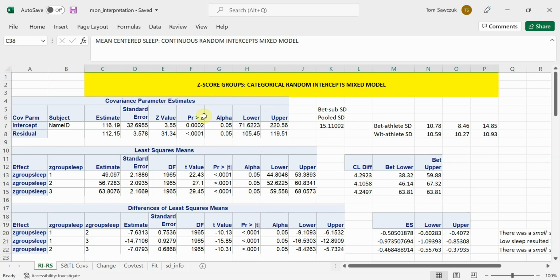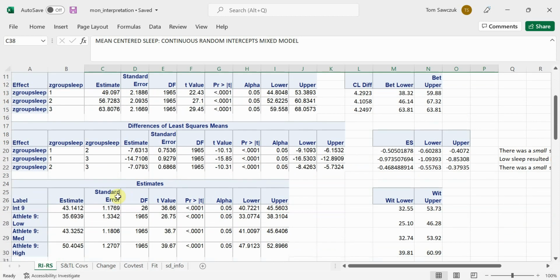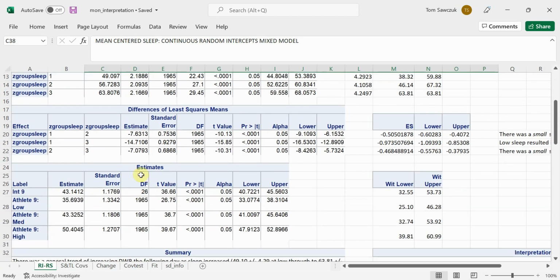So we've got the covariance parameters, which give us the between participant variance and the within participant variance. We've got the least square means for each Z-score group. We've got the differences between these least square means. And then I've copied the estimates for athlete 9 only. You could play around with any of the other athletes if you wanted to.